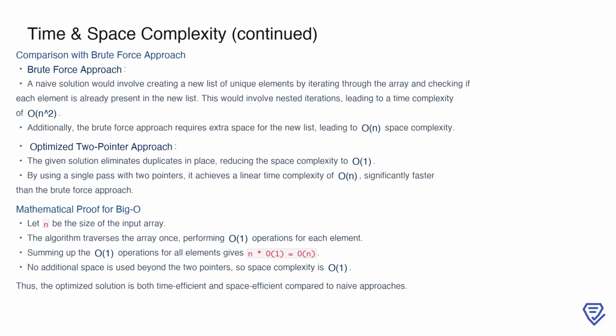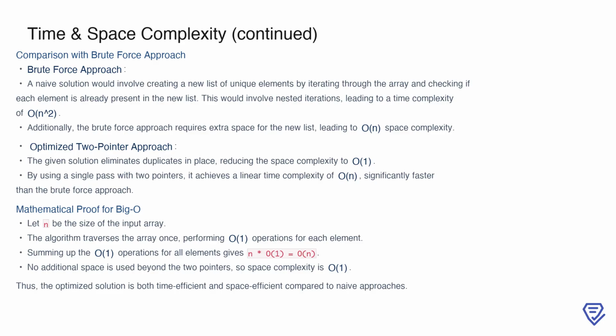To better appreciate the efficiency of this approach, let's compare it to a brute force method. A naive solution would involve creating a new list to store unique elements. For each element in the original array, you'd check if it's already present in the new list. This requires nested iterations, one to traverse the array and another to check for duplicates in the new list. Consequently, this approach has a time complexity of O(n squared). Additionally, because it requires a new list to store unique elements, the space complexity would be O(n).